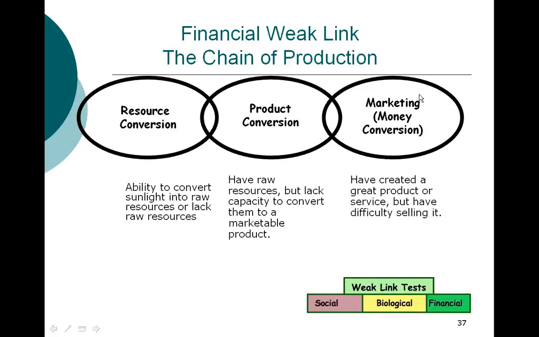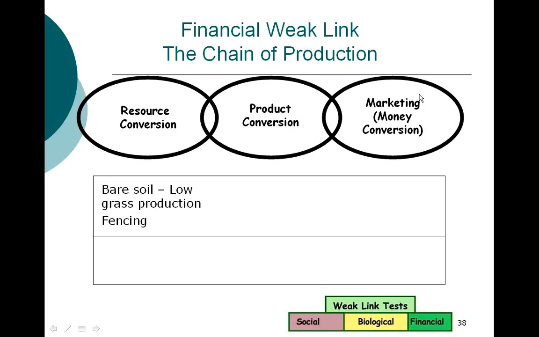Or you may have created this great product or service, but you're having difficulty selling it. Then in that situation, you have a market weak link. And we'll go through an example here to illustrate that. Again, if we have that example above where we're talking about the cause and effect, and we're dealing with that weed, and we have bare soil, low grass production, and low vigor, we're trying to look for ways to enhance that resource conversion. Maybe one solution would be additional fencing so we can do a better job of a rotational grazing system.